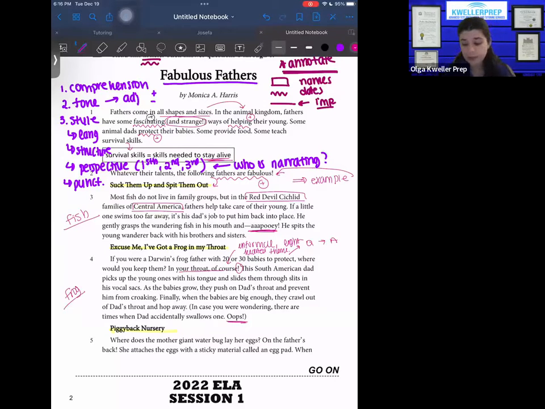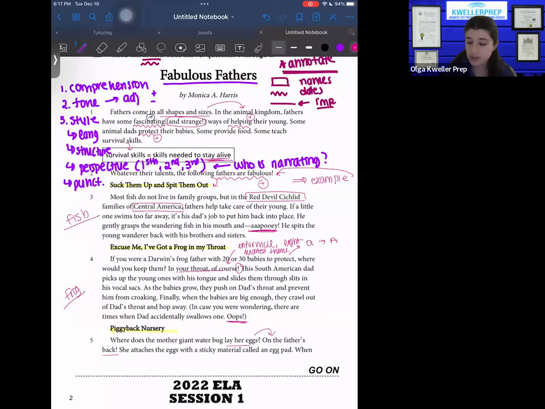The next one, piggyback nursery. Where does the mother giant water bug lay her eggs? On the father's back. So notice the same pattern, right? Each paragraph has very similar patterns. We have this question, and then we have an exclamatory answer.